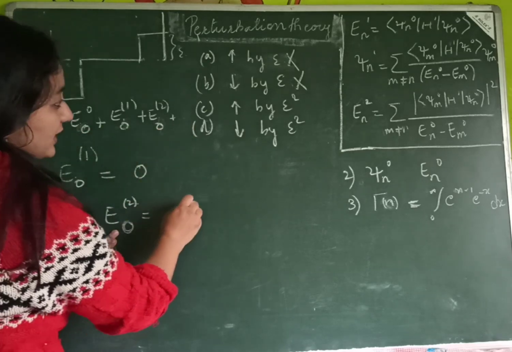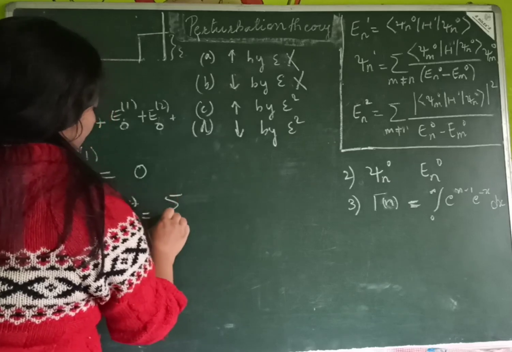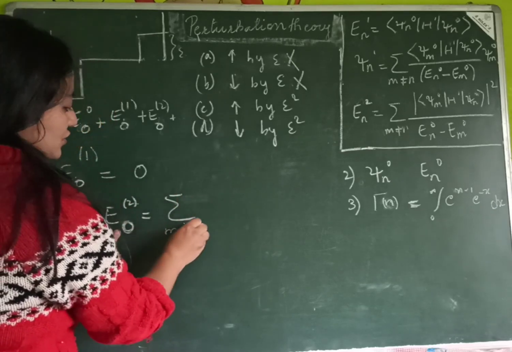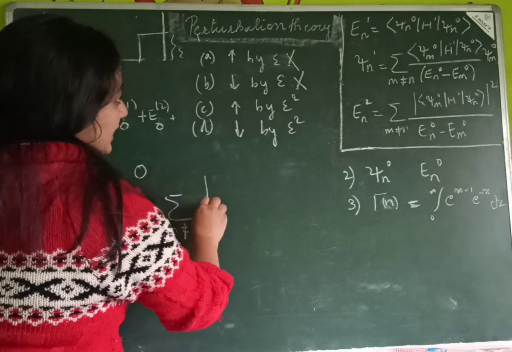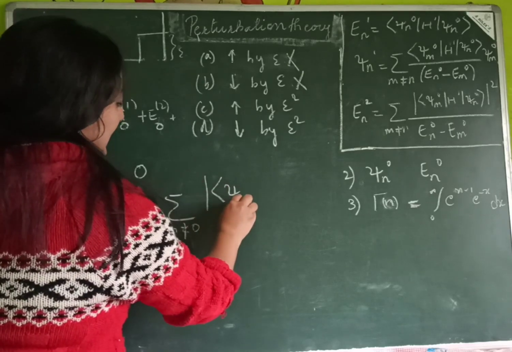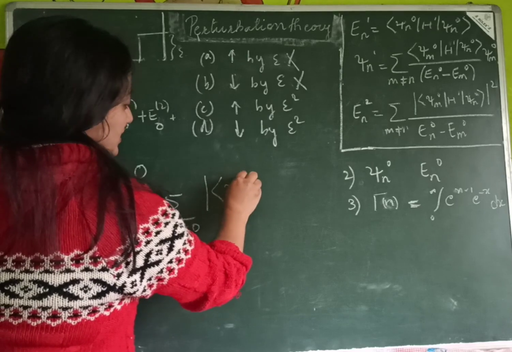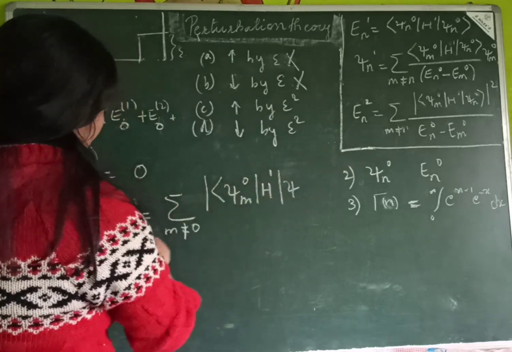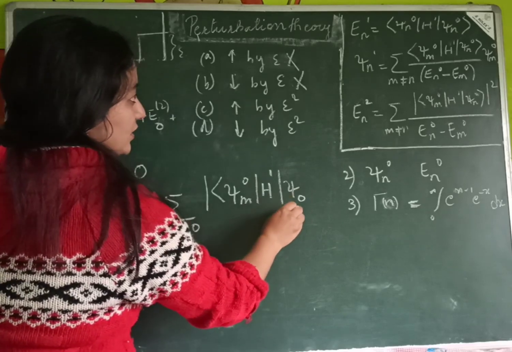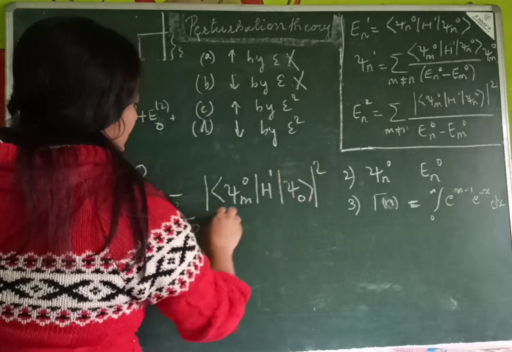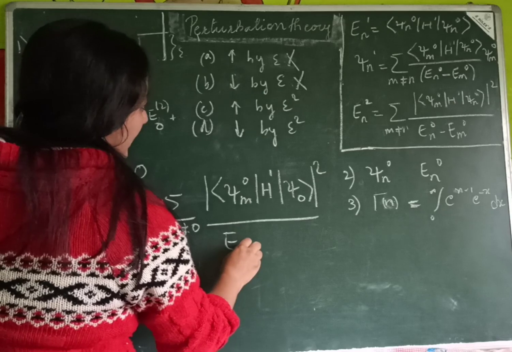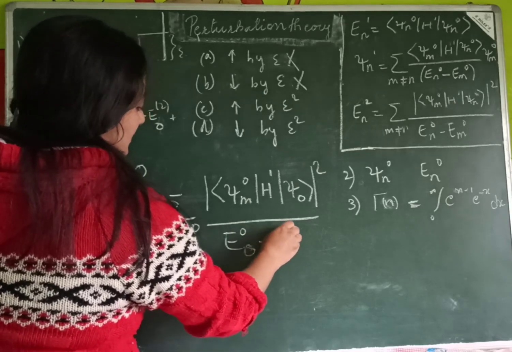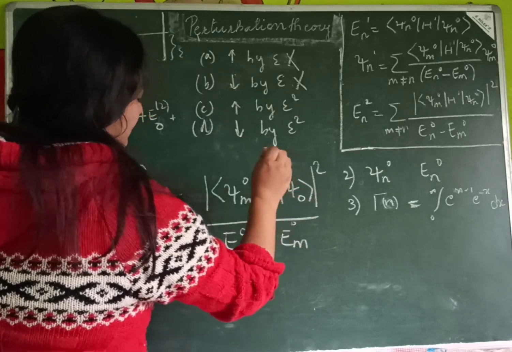So E02 is given by using that formula. m is not equal to n, meaning m should not be equal to 0, right? And you have your psi m, right, which is 0 H prime psi n, because I am doing for the ground state, hence 0, whole square divided by En0 minus Em0. Okay.